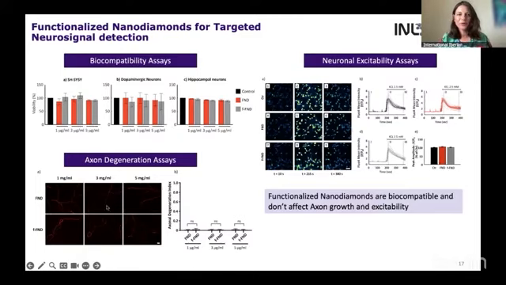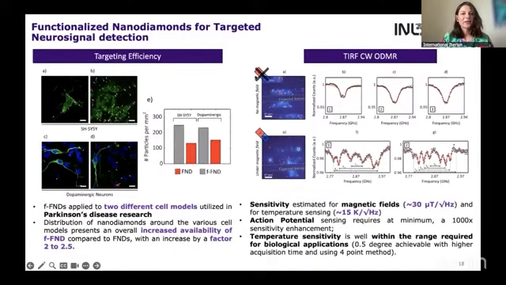They do not disturb the axon growth. So we can see extended axons that are looking very similar between cells that were treated with nanodiamonds or with functionalized nanodiamonds. Of course, another control has been made without any diamonds. And also the neuronal excitability is not modified, as can be seen with this calcium ion imaging, where the neuronal signaling is intact. We can show that the targeting, once the nanodiamonds are functionalized with the antibody, is indeed increased.